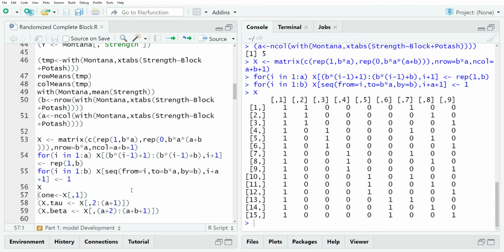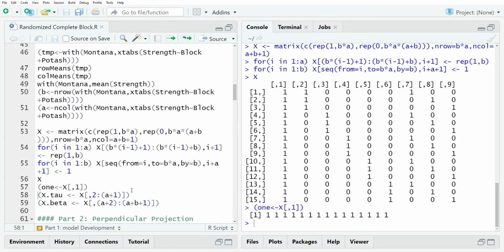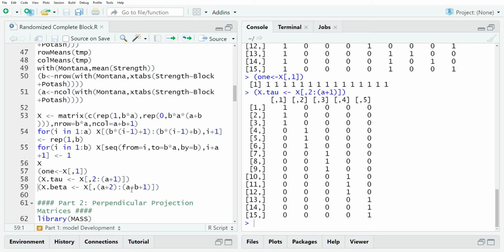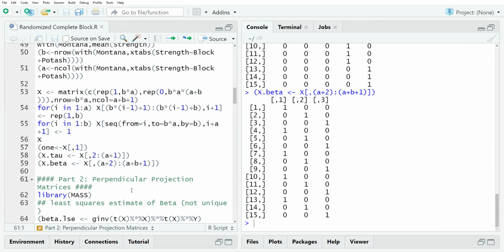So let's create little column spaces. So the first column we'll call 1 because it's always a vector of 1s. X tau is the portion of the design matrix dealing with the treatments. X beta is the portion dealing with the blocks. Now in part 2, we started looking at perpendicular projection matrices onto these different column spaces of the design matrix.